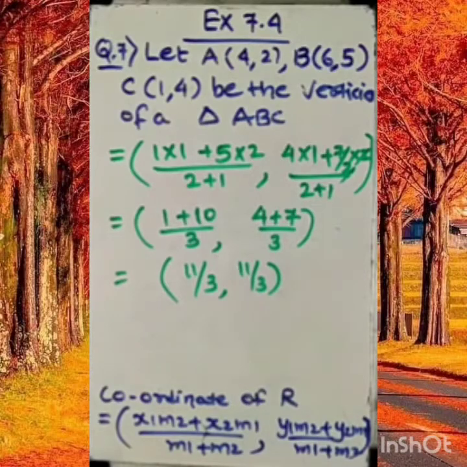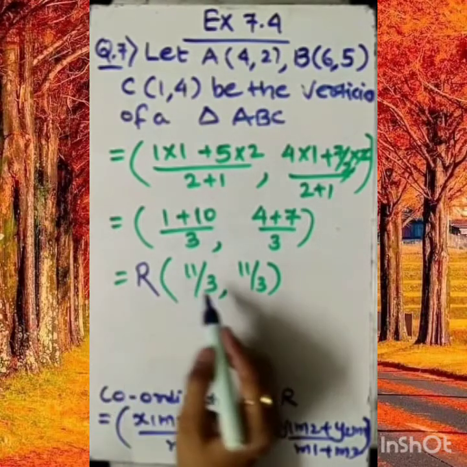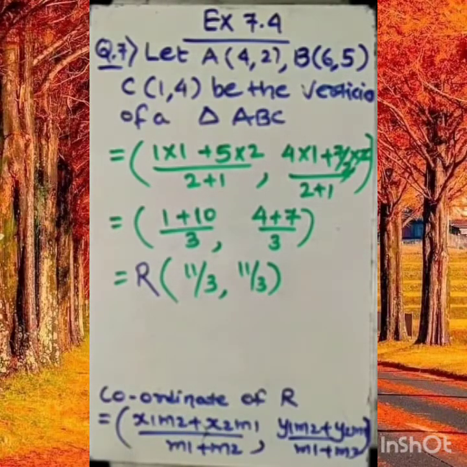Again it is coming the same. So the coordinates of point R are (11/3, 11/3). Got it? This is the complete solution of question number 3 of the third part of question 7. Let's move on to the fourth part now.